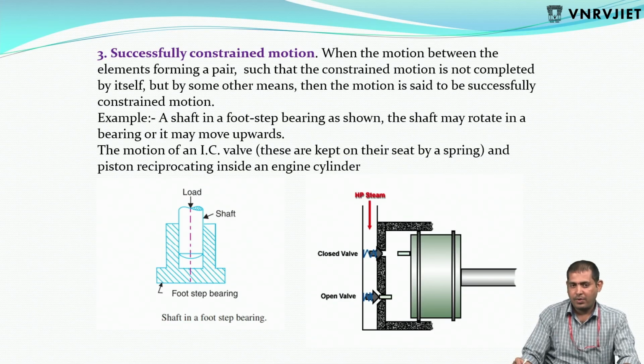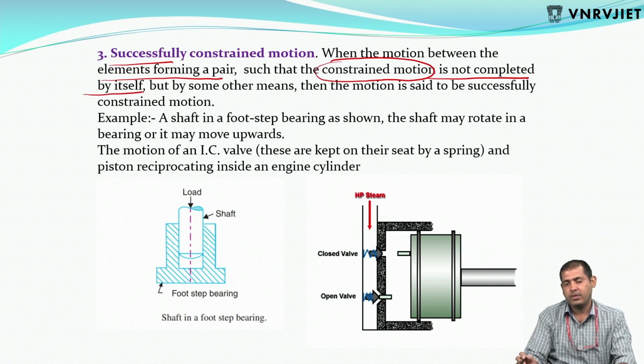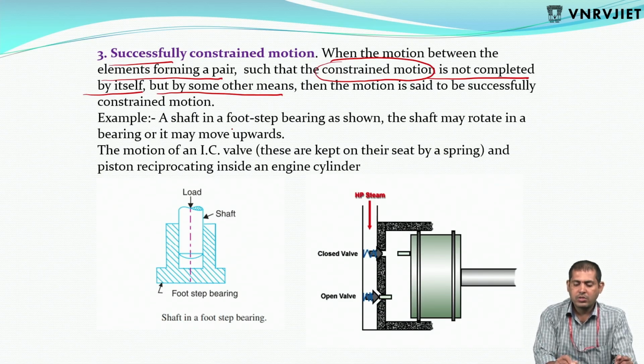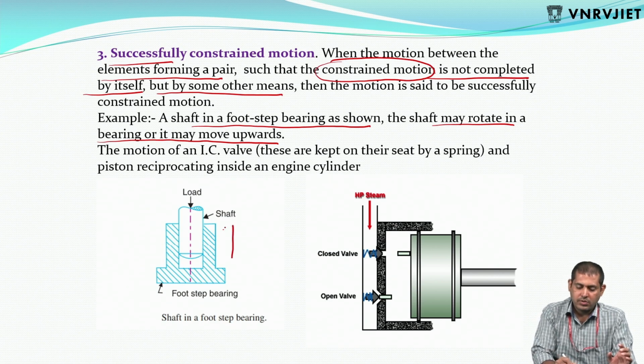Third type, successfully constrained motion. Here what will happen? The motion is there, but the motion is again restricted. How is it restricted? Just see. When the motion between the elements forming a pair is not constrained by itself, but is constrained by some other means, then the motion is said to be successfully constrained motion. For example, here a footstep bearing. The shaft may be rotated in the bearing or it may be moved up and down, but it is restricted to a particular direction. It is called successfully constrained motion.